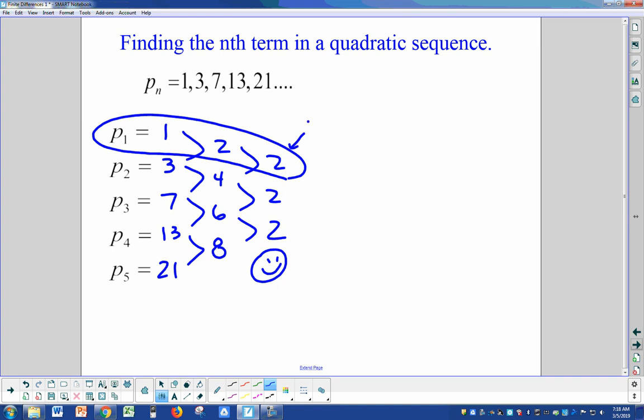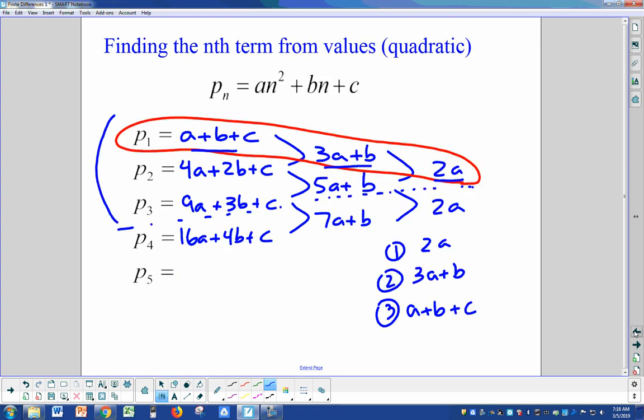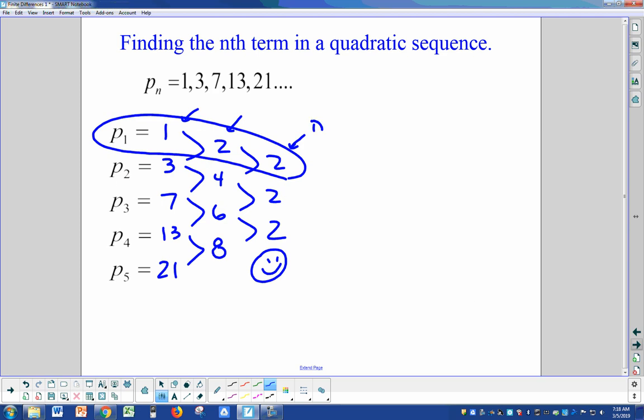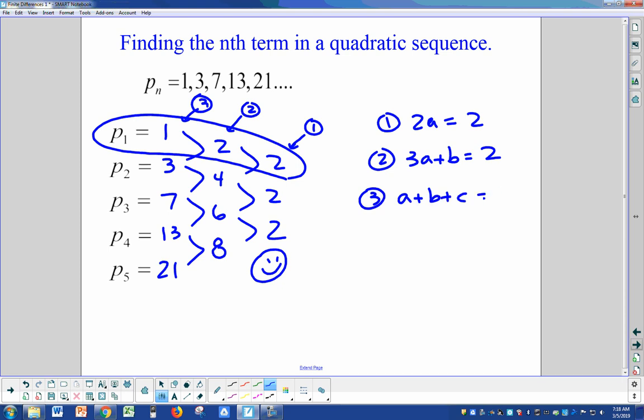We know that this is number 1, which is a plus, excuse me, I'm going to rewrite this again. This is number 1, 2, and 3, but let's go this way. Okay, let's conform to what we had in the last slide. So notice here, our number 1 is the last term. So this will be our number 1, this will be our number 2, and this will be our number 3. So we'll say number 1, 2a is equal to this number 2. Number 2, 3a plus b is equal to 2 as well. And number 3, a plus b plus c is equal to 1.